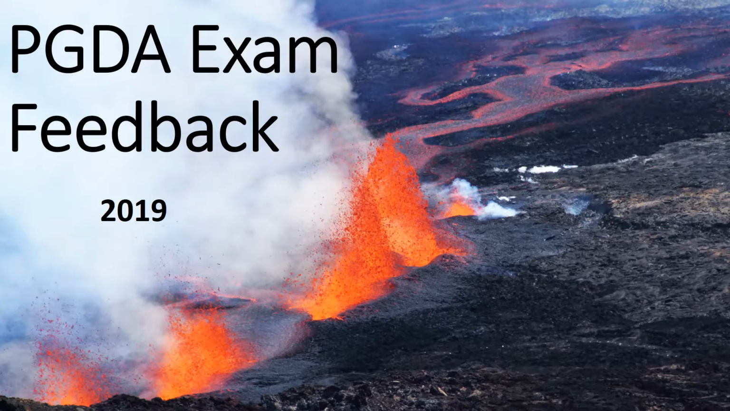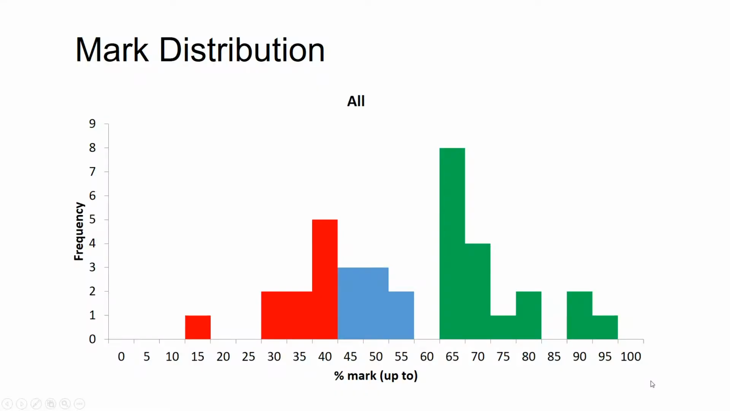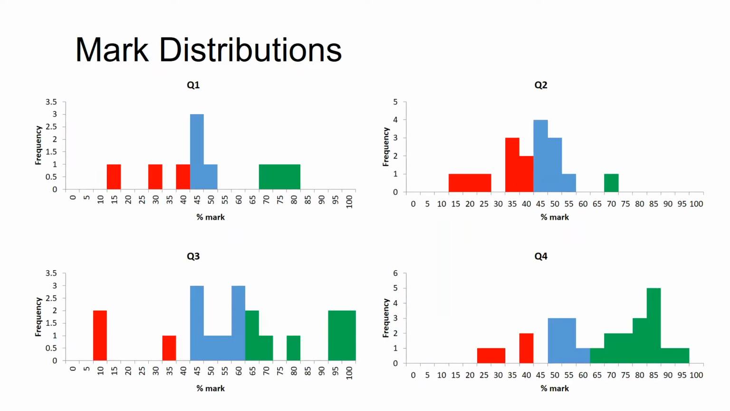Okay, back again with the practical geochemistry data analysis exam. Feedback for question 3 for the 2019 exam. So again, this is the overall mark distribution, and we can look at the mark distribution for all of the questions here. So we're going to focus now on question 3 down in the bottom left, as I guess you are looking at it. And again, you can see a wide range of marks.